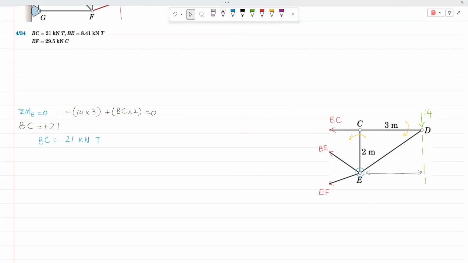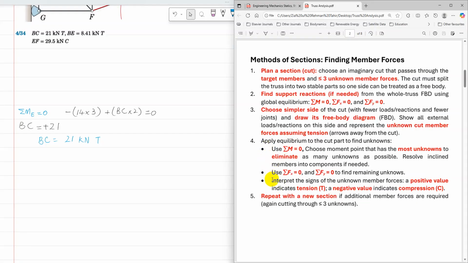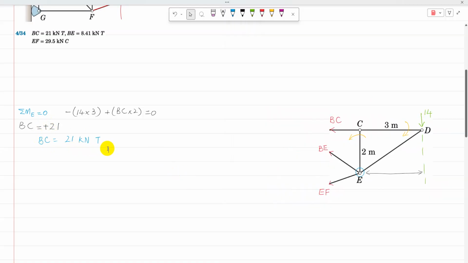Now, for the interpretation of the sign of unknown member forces, a positive value indicates tension and a negative value indicates compression. Because the answer is positive, BC is 21 kilonewton in tension. So that is one unknown calculated using one equation of equilibrium.